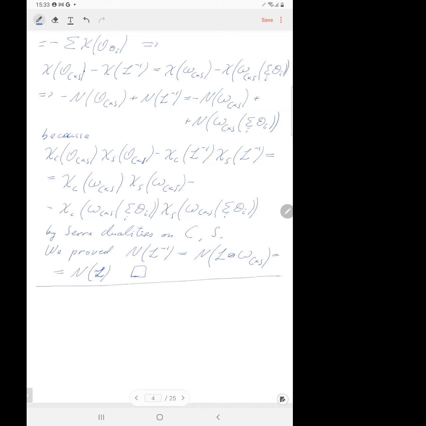And from this theorem, remember, we know by now that n of L is first of all well defined on the reduced Picard group. There's the Picard group of our surface modulo the decomposable ones.